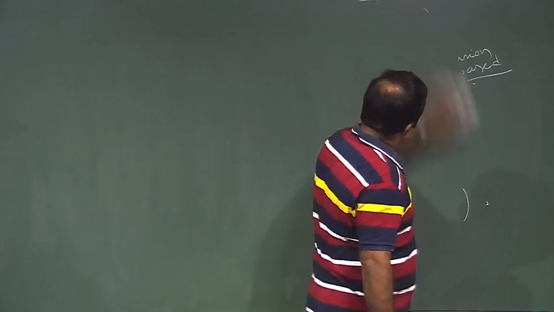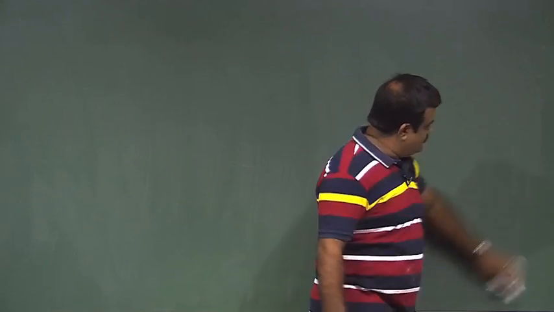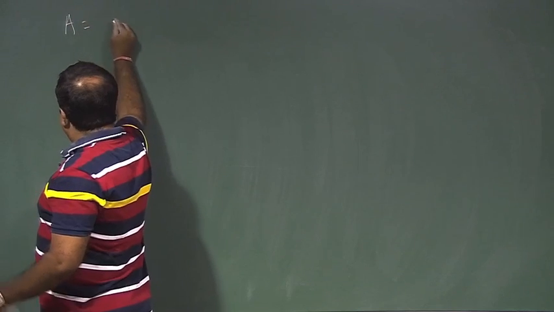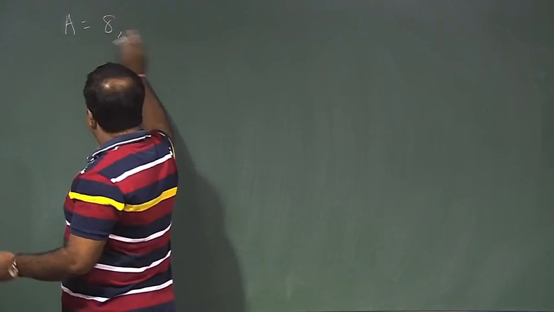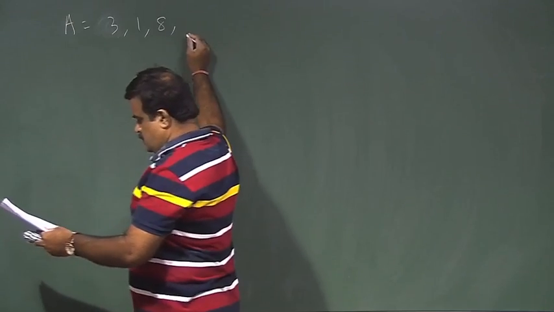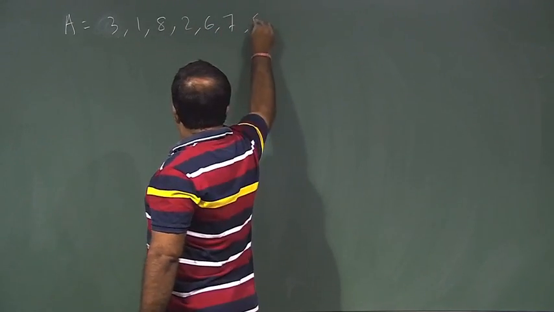We will see that they do the same number of comparisons in quicksort and BST sort. So, let us take that same example array: 3 1 8 2 6 7 5.